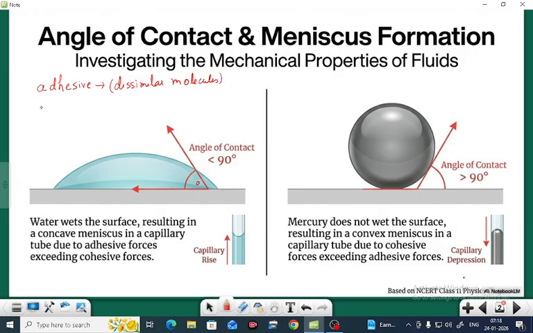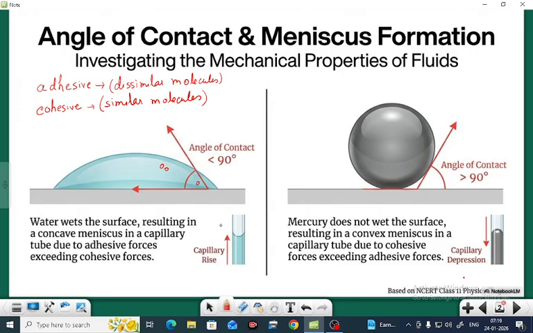And there is another word, cohesive force. What is that? Cohesive means similar molecules. Similar molecules mean the attraction between the same molecules, the attraction between the water molecules themselves. That is cohesive force. But in this case, the adhesive force is greater than cohesive forces.